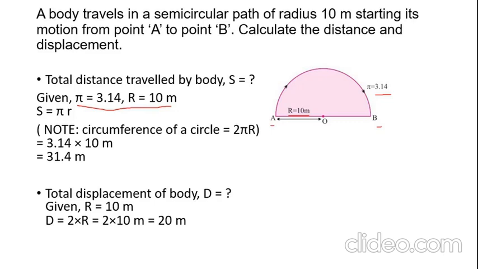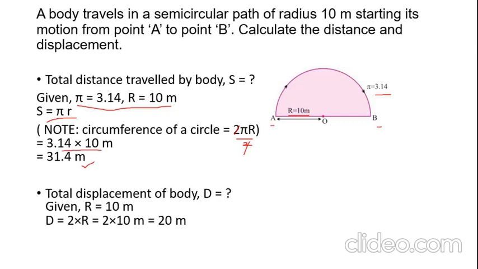And your formula. What is the formula for circumference? The circumference of a circle is 2 pi r. And we have a semicircular path here, so divide by 2. 2 pi r divided by 2. The 2 cancels. Then pi r is your distance. The distance covered by the object is pi r. You know the values of pi and r. Once you substitute 3.14 times 10, you will get 31.4 meters.